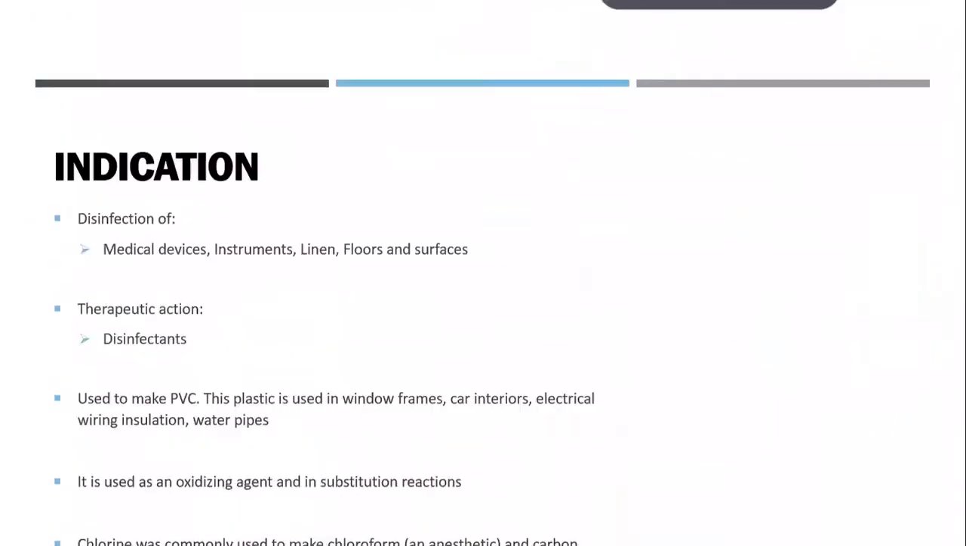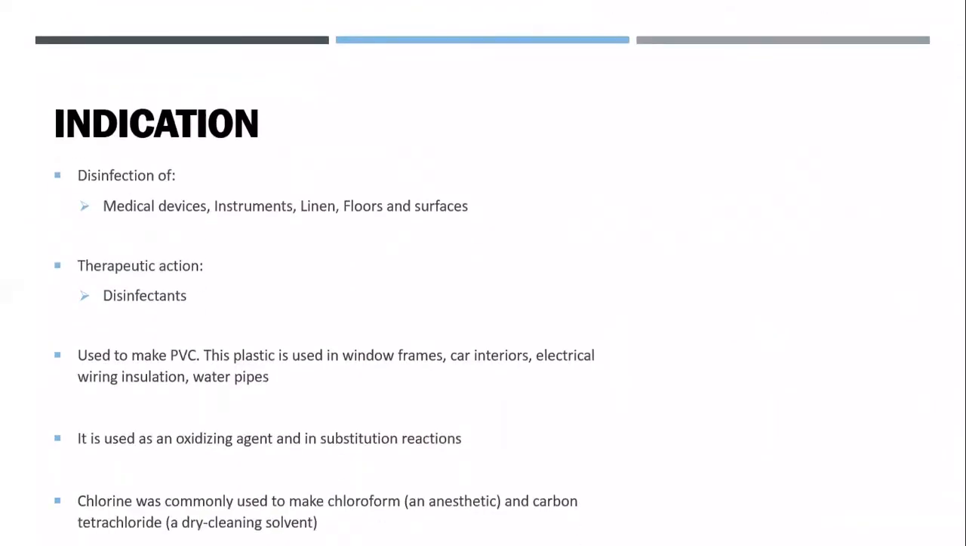Now, moving forward to the indications. It is used for disinfection of medical devices, instruments, linen, floors, and surfaces. And the therapeutic action is that it is used as a disinfectant, and it is also used to make PVC. This plastic is used in windows, window frames, car interiors, electrical wiring insulation, and water pipes. It is used as an oxidizing agent and in substitution reactions. Chlorine was commonly used to make chloroform, which is an anesthetic, and carbon tetrachloride, which is a dry cleaning solvent.